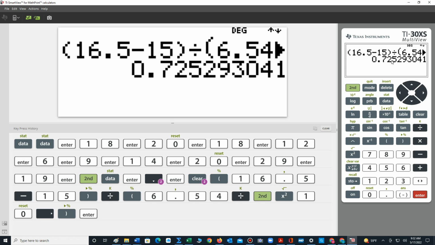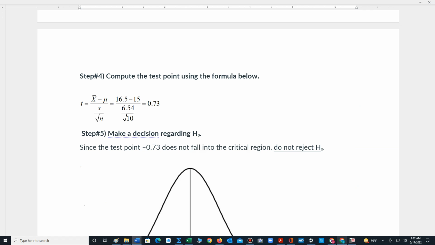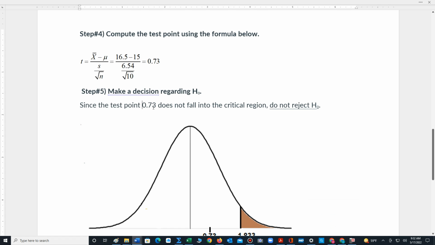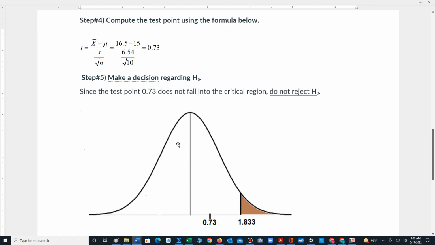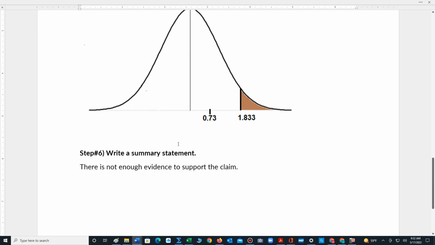It's 0.725, which we can round to 0.73. So let me just verify that. Yeah, it's 0.73. So we know that the test point is 0.73. 0.73 does not fall in the critical region, so we do not reject H naught. Whenever it falls in the non-critical region, do not reject H naught.